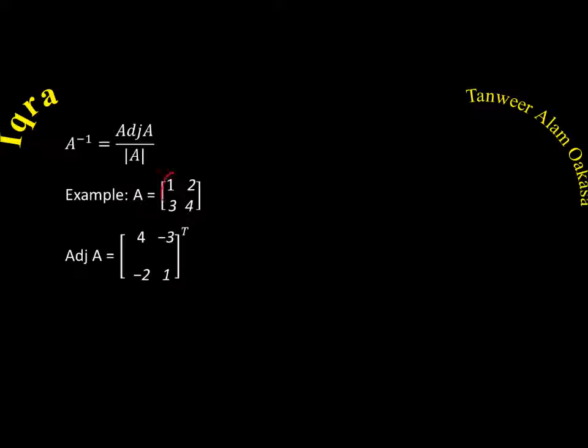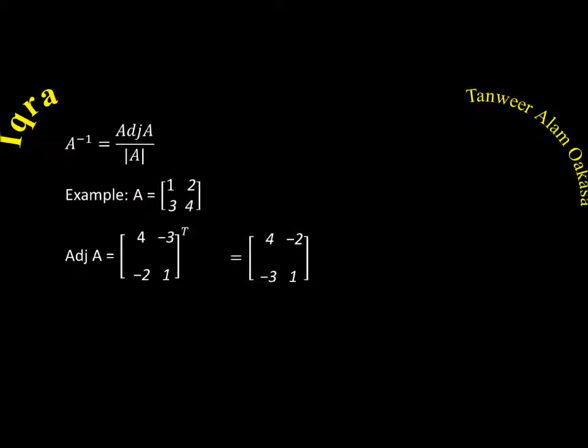For the first element, the cofactor will be 4, so I put 4 here. Then for this element, the cofactor will be minus 3 because we have alternate plus and minus signs, so I get minus 3 here. Then what about this element? The cofactor will be minus 2, and for this the cofactor will be plus 1, so I get plus 1 here. If I take the transpose, I get 4, minus 2, minus 3, 1. I exchange the rows and columns.